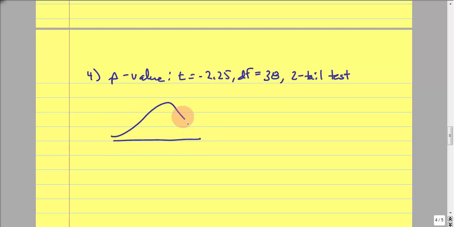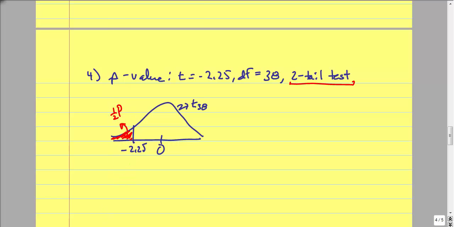So we draw out our t-distribution. The mean is 0. This is the t-distribution with 38 degrees of freedom. And here I am at negative 2.25. So the p-value is getting a value as extreme or more extreme. So I'm looking in this tail. But because this is a two-tail test, I have to double this area. So this area is half of my p-value.